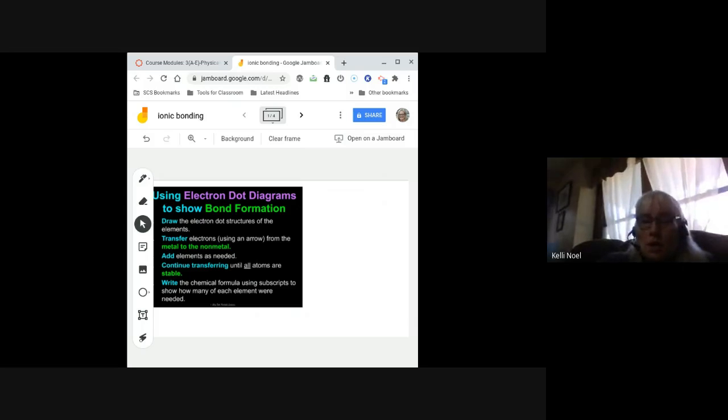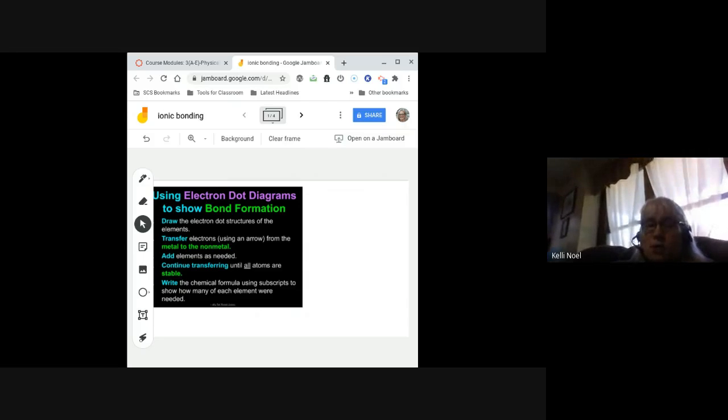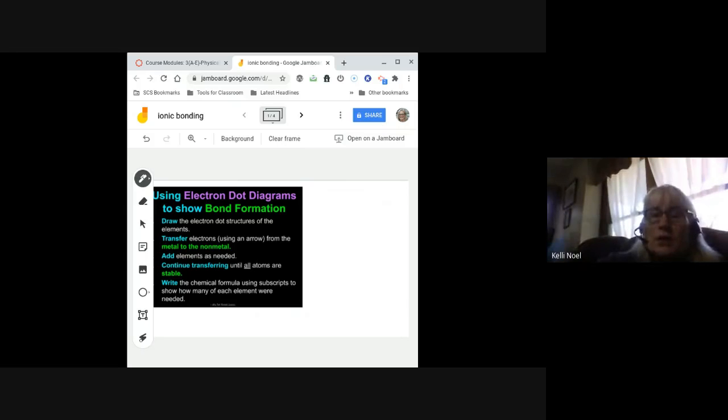So, if you looked at last Thursday's lesson, I went over electron dot diagrams. So, for example, if we had, and I'm going to put over here, sodium, which is Na, and we looked on the periodic table, sodium would be in the first column, which is group 1. That means it has one valence electron, so it would have one dot up here on the top.